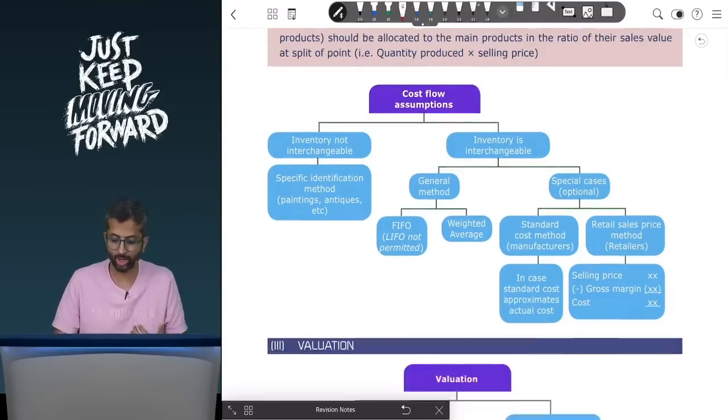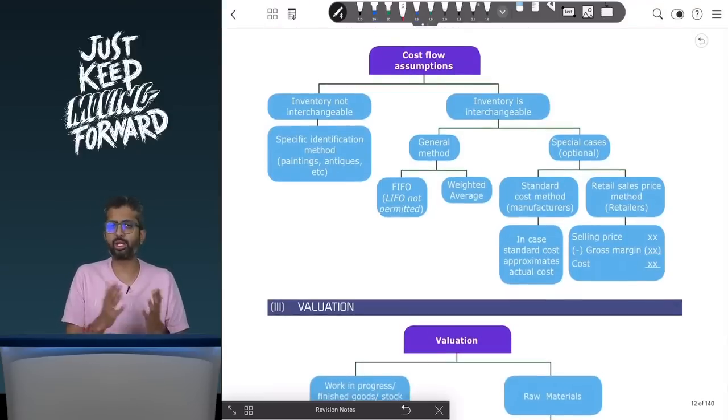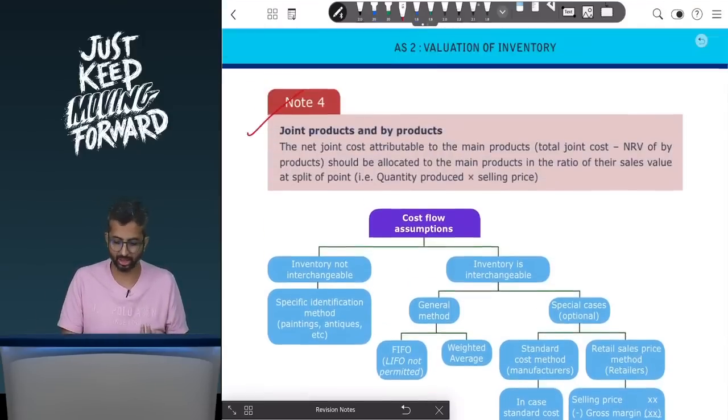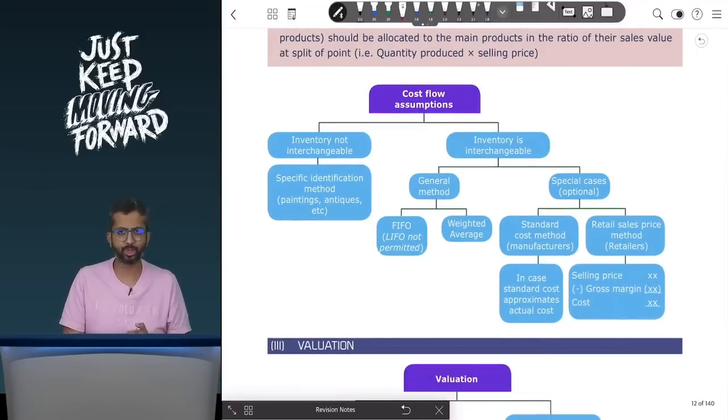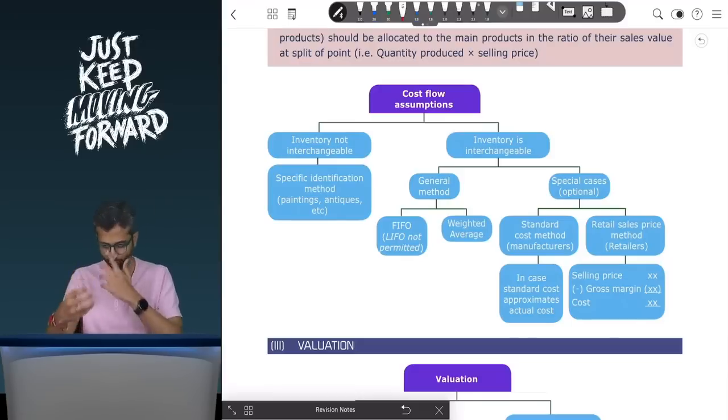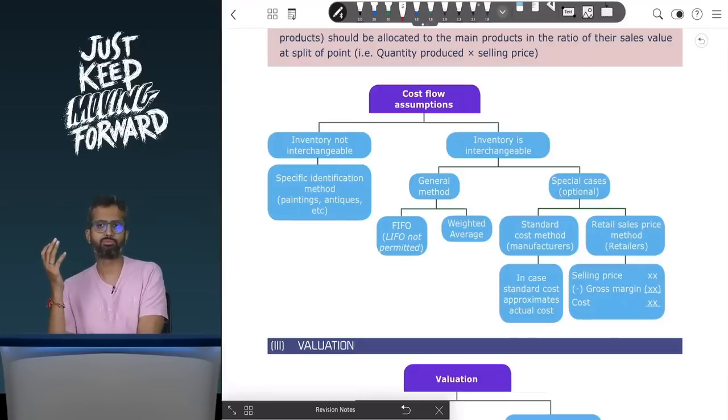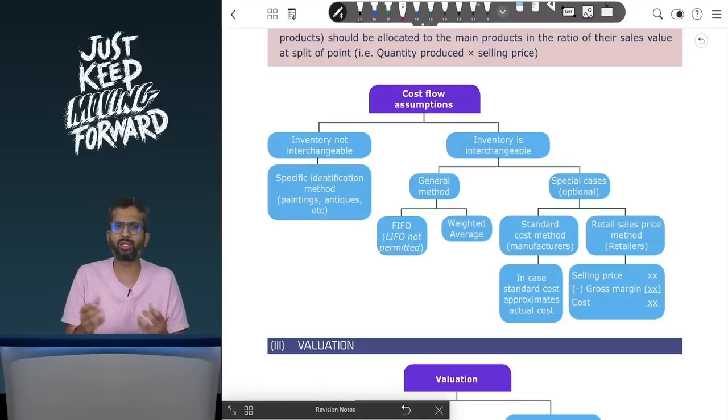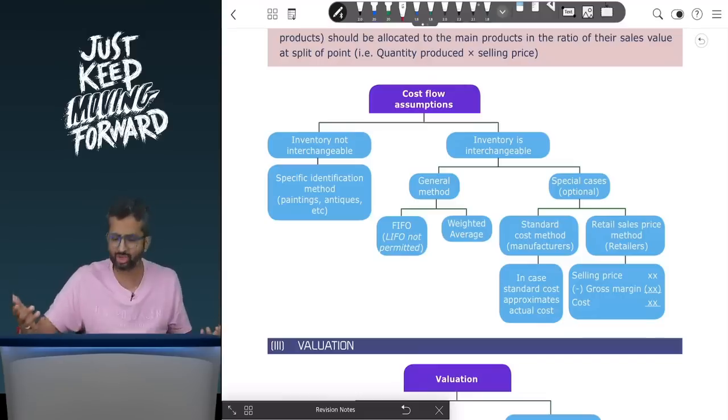Then you have cost flow assumptions. This is unique only to inventory, and you don't have such a thing even for something like PPE. For inventory, ideally the best method for finding the cost of the inventory sold is the specific identification method. However, that is suitable only for certain businesses like paintings, etc., where you can specifically identify the inventory being sold.